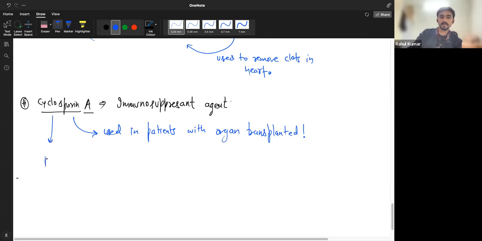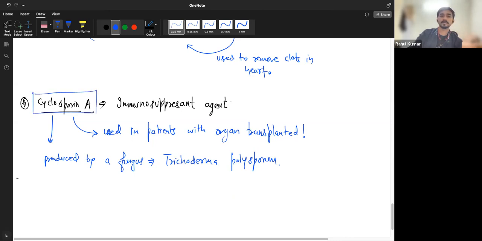And this is produced by a fungus. The name of the fungus is Trichoderma polysporum. Is it clear? So this is another bioactive molecule. Do you understand, everyone?